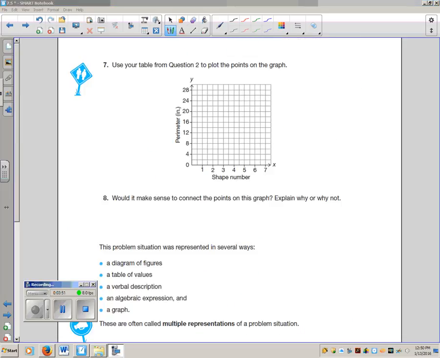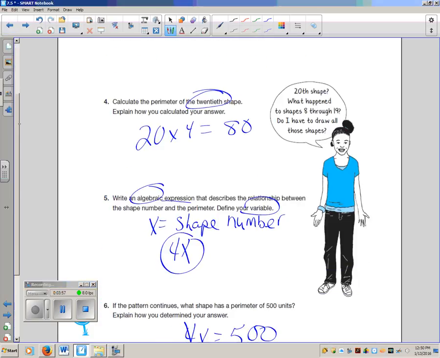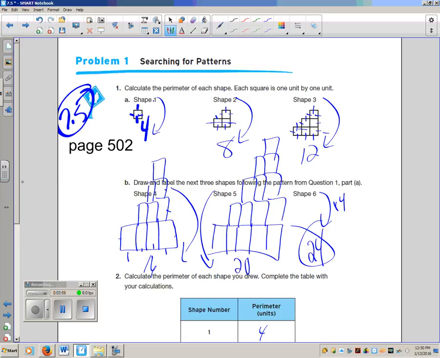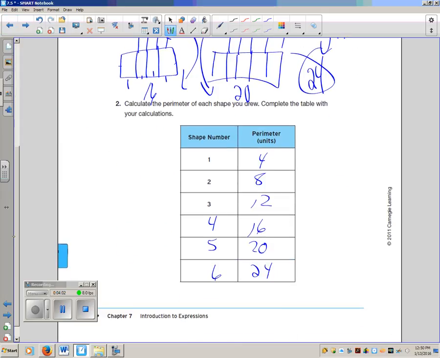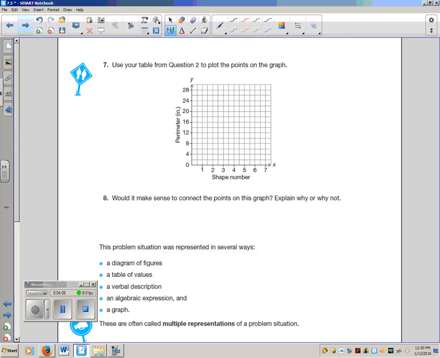For question number 7, we're going to graph our table. So remember back here on page 502 where we had our table? This is X, and this is Y. So going back, shape number 1 has a perimeter of 4, 2 is 8, 3 is 12. Go down the runway first, and then up. It helps you to draw the lines, feel free. 5 goes up to 20, 6 is 24, and then 7 is 28.